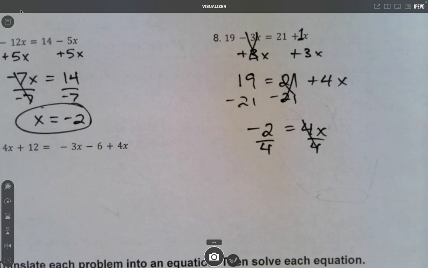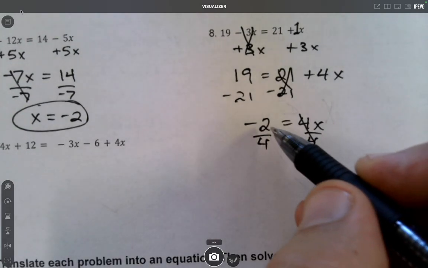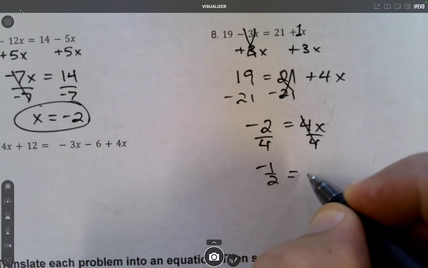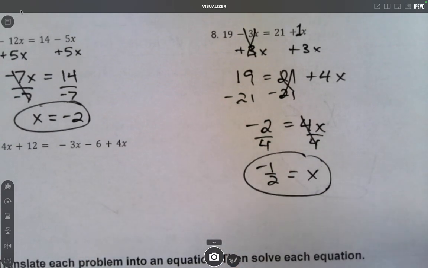In fact, it's a number that's smaller than 1. But you can reduce that. So our answer is going to be a fraction, but we can reduce this fraction. Those are both even, so we can divide them both by 2 and get negative 1/2. Or if you have negative 0.5, that's cool too.